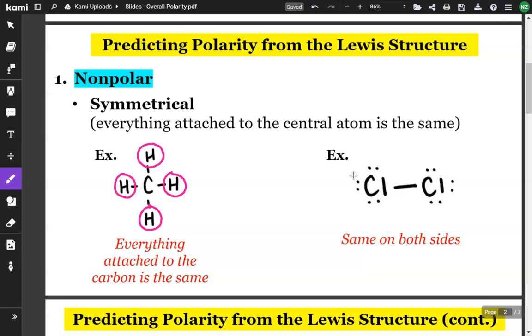If you look at the second example, we don't have a central atom, but they are both chlorines. So if you think about this in terms of a tug-of-war, if I was doing a tug-of-war with my evil twin, we would be pulling in opposite directions with the same amount of force, and they cancel each other out. So if I was pulling in this direction with a force of 10 newtons, and my evil twin was pulling in the opposite direction with a force of 10 newtons, we cancel each other out. So that's how nonpolar works.